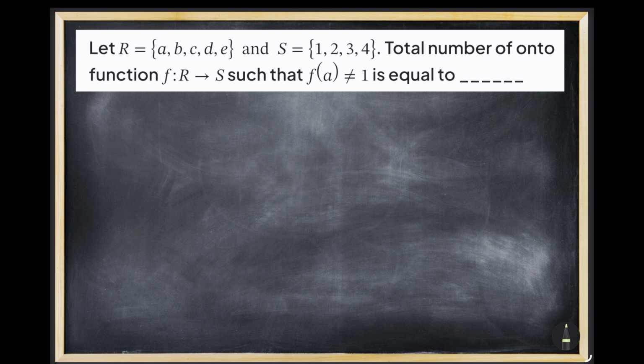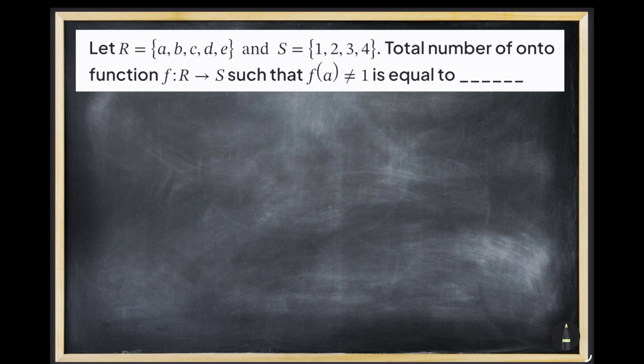So we are back with a wholesome new question which says let R equals this. Great. So set R has 5 elements and set S has 4 elements. The total number of onto functions, meaning codomain equal to range, where we have to make groups. Groups depend upon the size of the next set. Okay. And then we have to make one function R to S, such that f of a cannot be equal to 1.